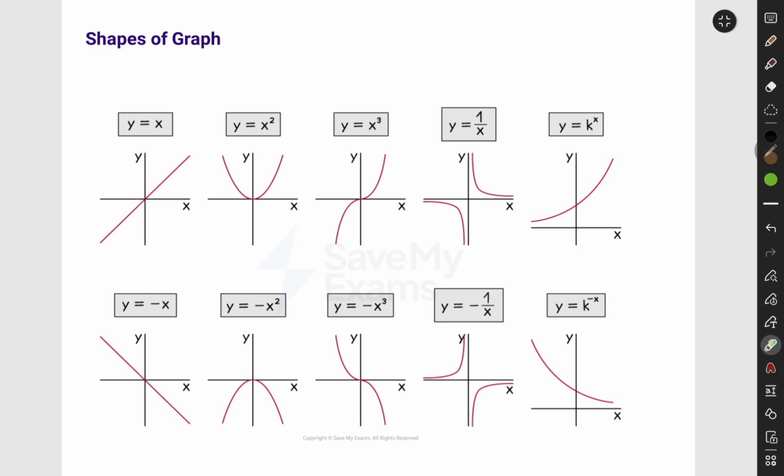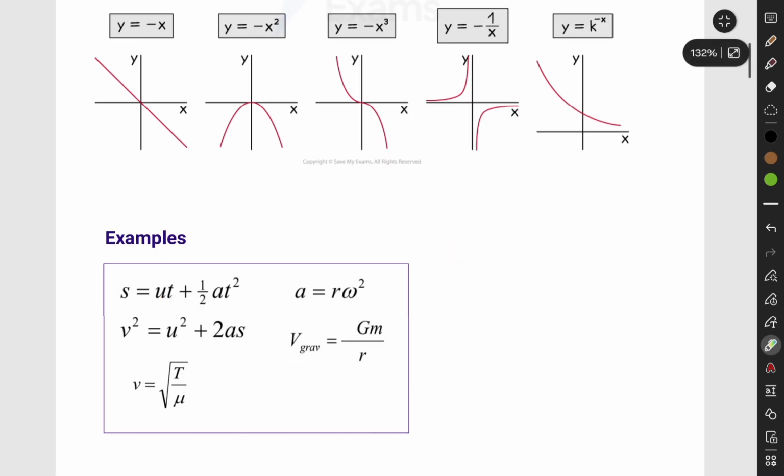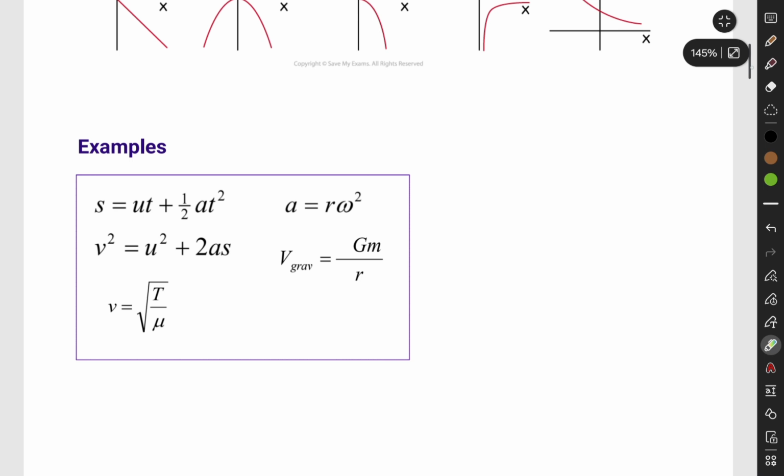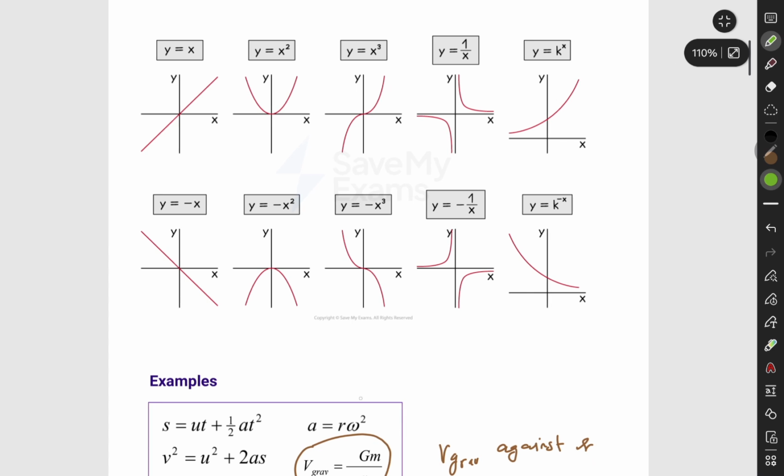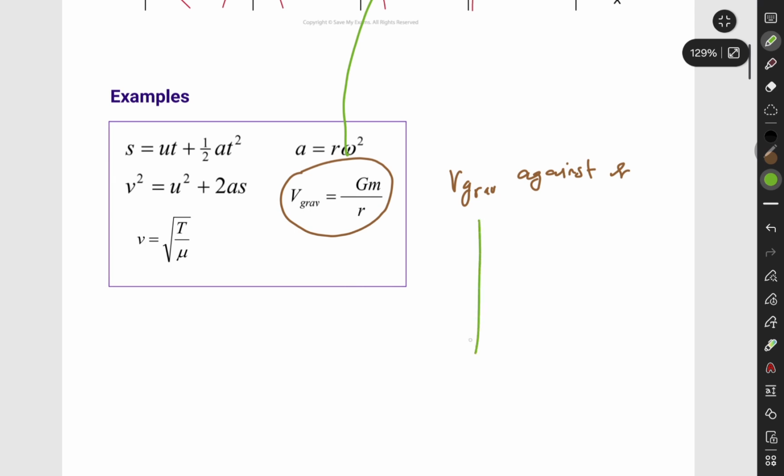It's good to memorize them because we have a lot of examples in physics where we see these types of graphs. So you can see one of the examples. Let's take this one. So we're going to have a V graph against R graph. If I plot, that's going to be the reciprocal graph, right? So it's going to be something like this. So this is how we plot in physics, right? This is going to be an inversely proportional graph, basically.